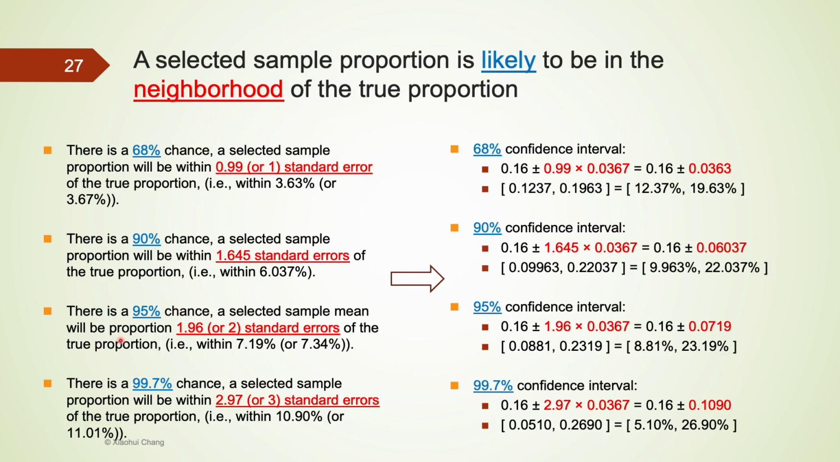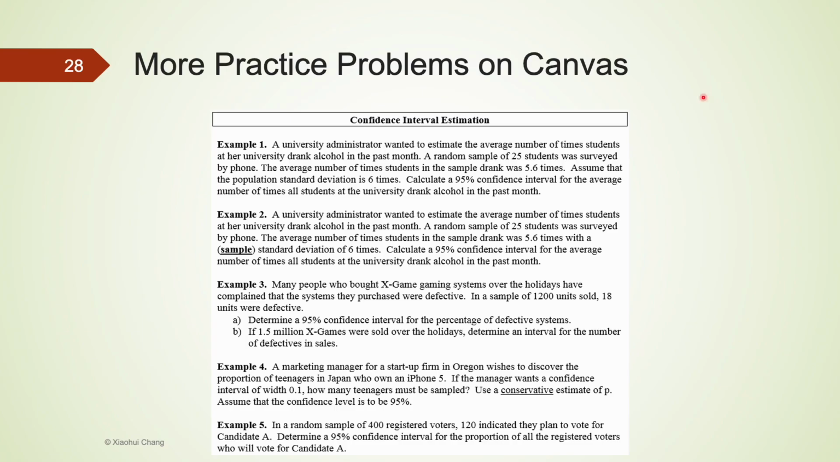At a 95% confidence level, we can calculate the confidence interval estimate to be 0.16 plus minus 1.96 multiplied by 0.0367. That's between about 8.81% to 23.19%. Please pause the video here to see whether you are able to calculate the confidence interval estimates at other confidence levels. There are more practice problems posted on our course site.